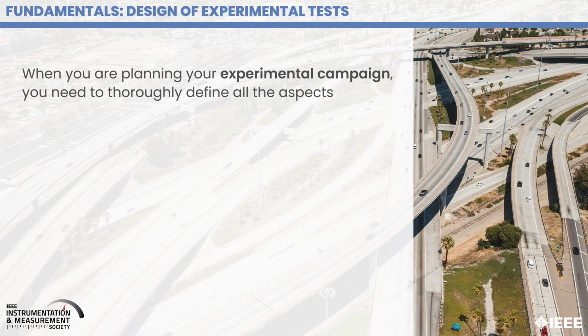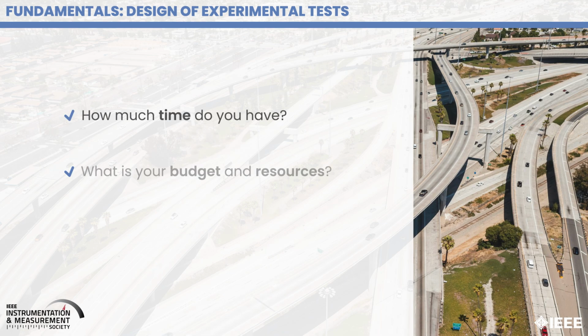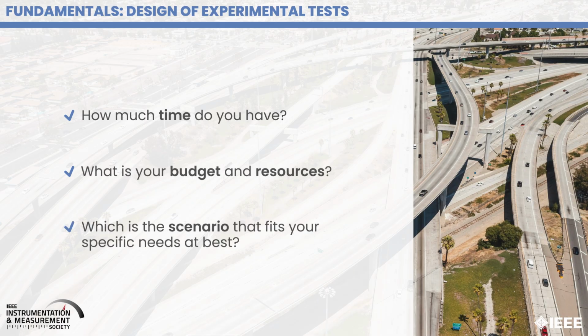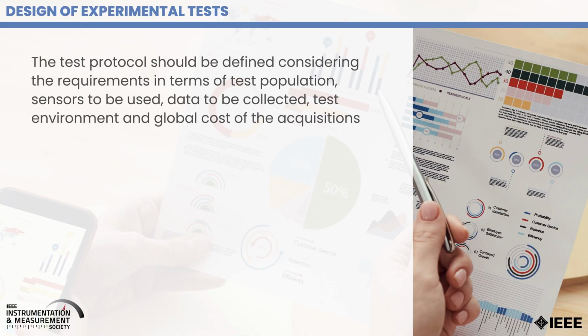For sure, an objective can be reached in different ways. But when you have to design experimental tests, you need to optimize resources to achieve your objectives. In particular, you have to consider time, budget, resources, and so on to perform your tests in the optimal way. You have to thoroughly consider the requirements in terms of test population, sensors and equipment, data to be collected, operational conditions and costs of your acquisitions.